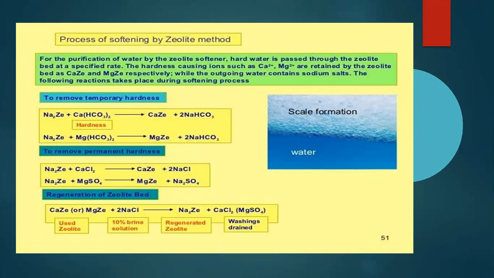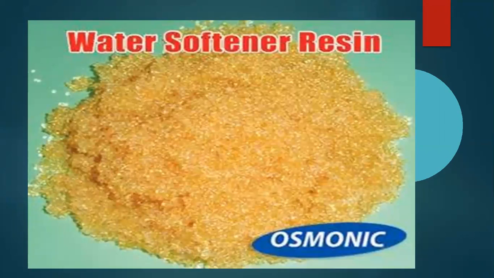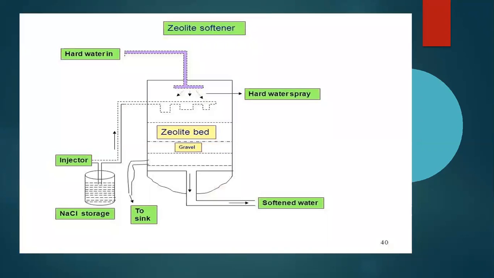What happens is the used zeolite reacts with the brine solution, and we again get our pure zeolite, and the things which were absorbed by that zeolite are removed out of it. This is how the resins look like. They absorb the ions, trap the ions, and help in removing the hardness of the water. This is how the zeolites work.